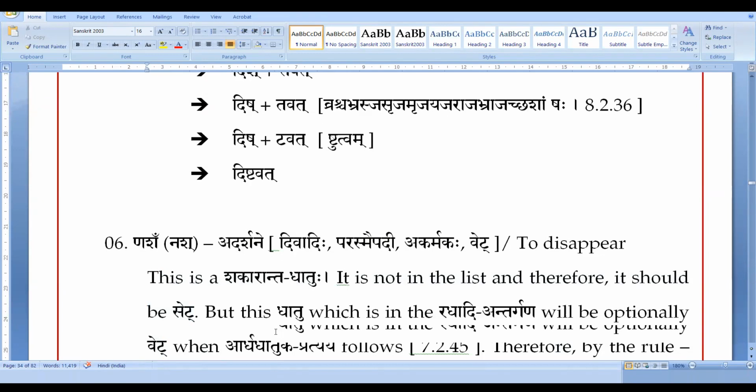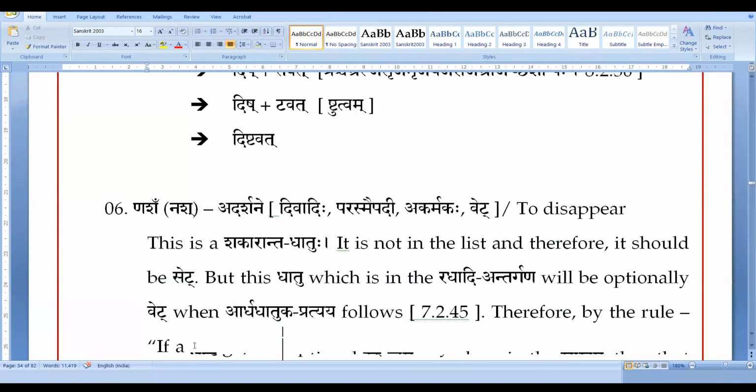Okay, that is general. What is given in the dhatu kosha is general. For other pratyayas, maybe you can take Itagama, but not for Nishta. So for Nishta only you have to be a little careful. Nash dhatu, Shakara dhatu, is not in the list, therefore set, but this dhatu is in Radadi Antargana, where Itagama is ordained optionally, therefore it will be Anit with regard to Nishta.